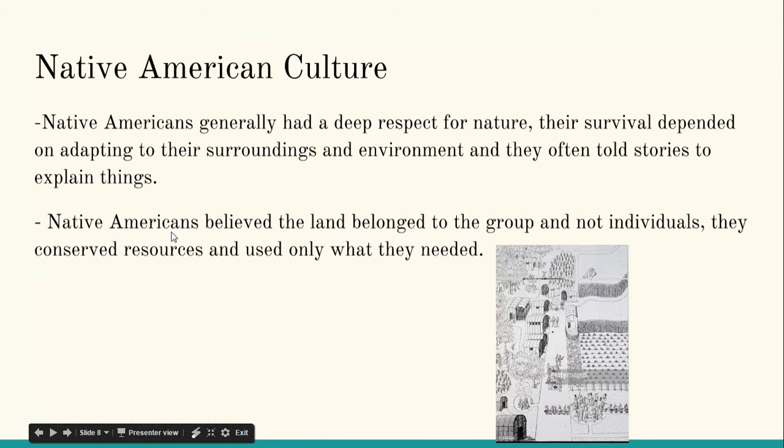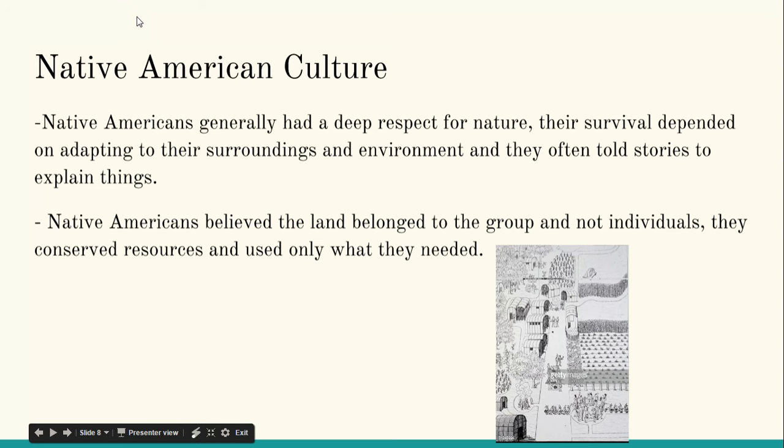And the last 5 slides are on Native Americans, this one on Native American culture, and then the last 4 on the 4 different North Carolina Native American groups. Don't forget the first Americans came to the North American continent by crossing a land bridge. Native Americans generally have a deep respect for nature. Their survival depended on adapting to their surroundings and environment, and they often told stories to explain things.